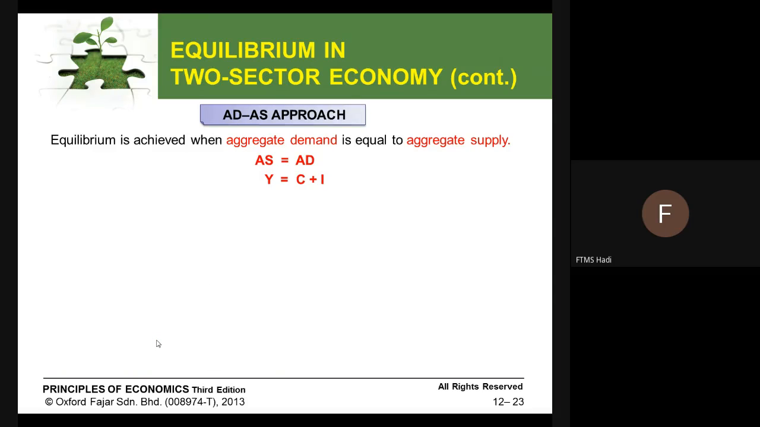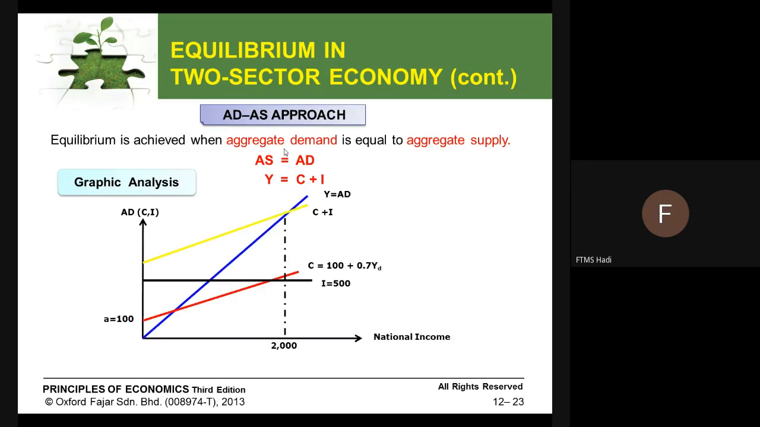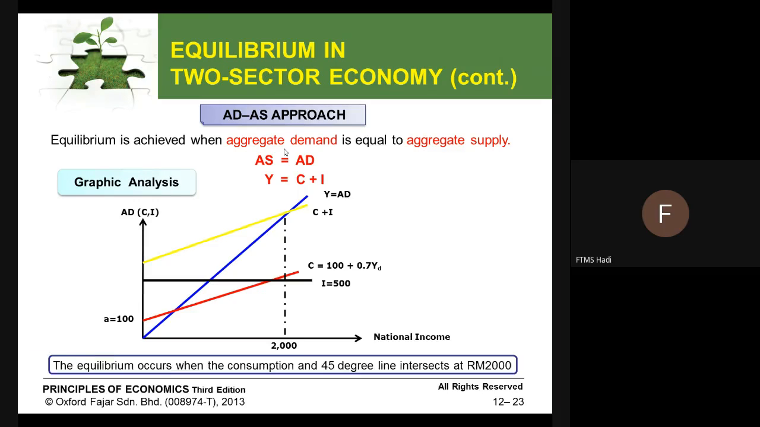That was the algebra. Okay, this one, AS. Oh, actually, sorry, I mean AS is here. Aggregate supply is Y, not aggregate demand. Okay, this is the graphic analysis. Y is equal to C plus I.